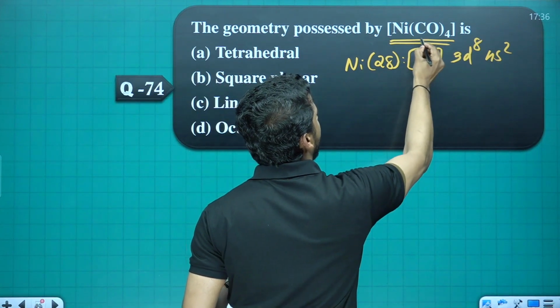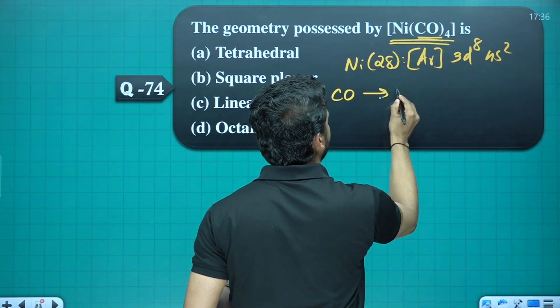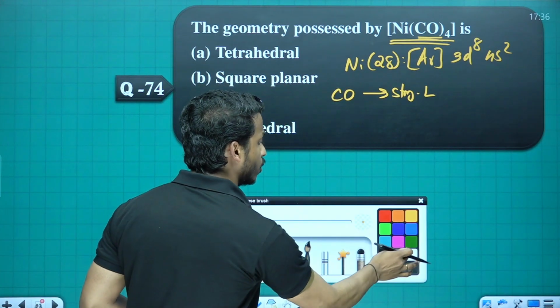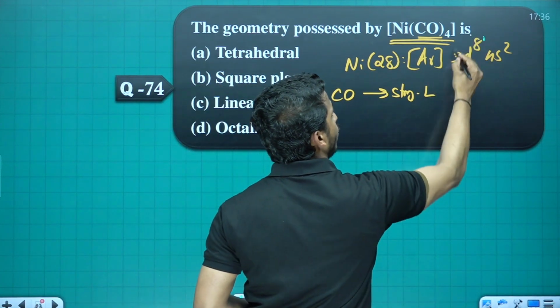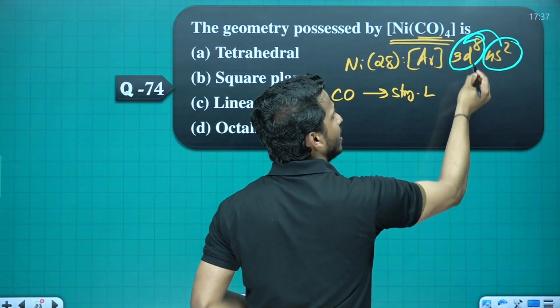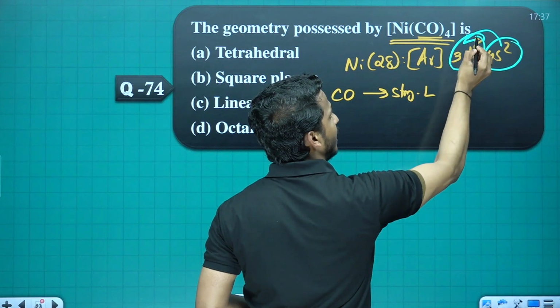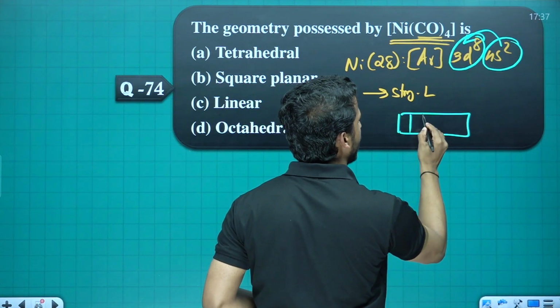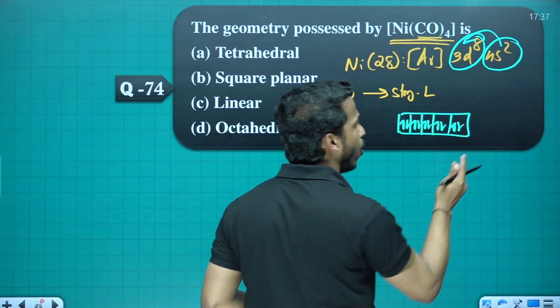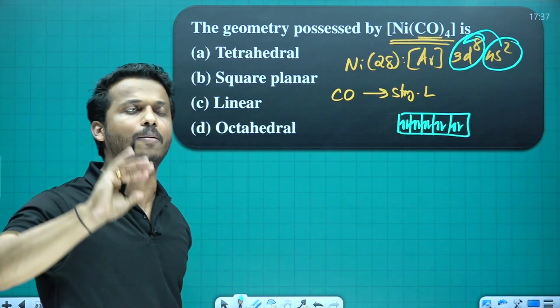So let us go for carbonyl, my dear. Carbonyl is a strong ligand. If there is a strong ligand, electrons undergo pairing. So with D8 and 4s2, what happened? These 2 electrons also come inside 3D, so it will become 3D10. 3D10 means how you can fill the electrons: 2, 4, 6, 8, 10. All outermost electrons come inside and get paired.